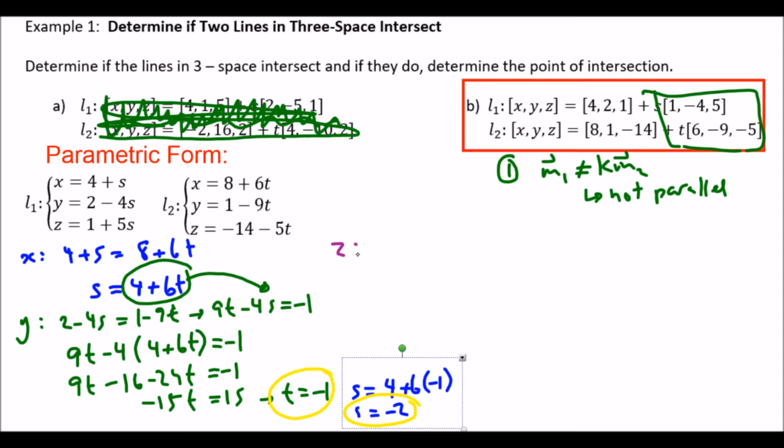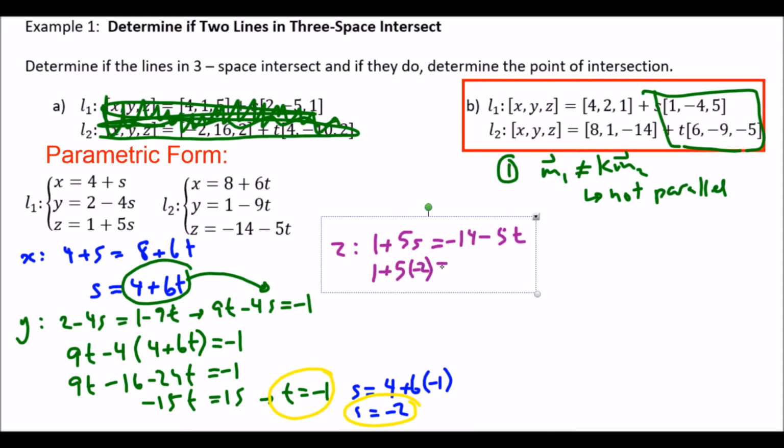So z is 1 plus 5s equals negative 14 minus 5t. Plug in this, so I get 1 plus 5 times negative 2 is equal to negative 14 minus 5 times negative 1. So here I'm going to get 1 minus 10 is negative 9 equals, over here I'm going to get negative 14 plus 5 is negative 9. So this is true.